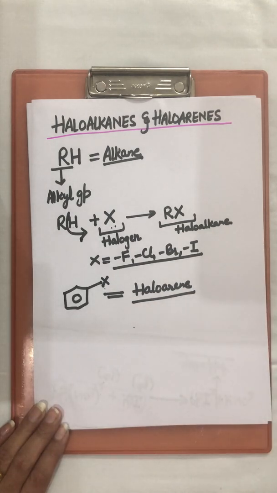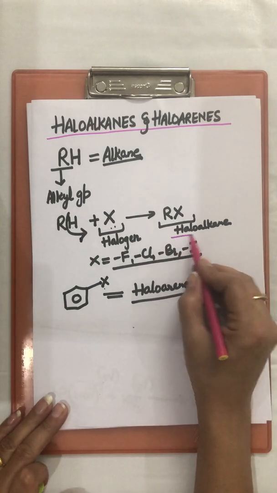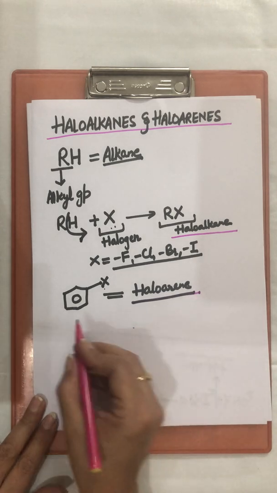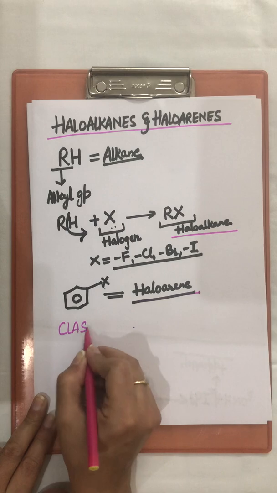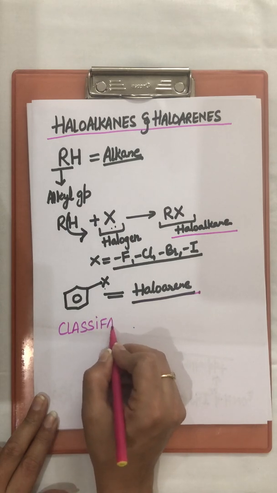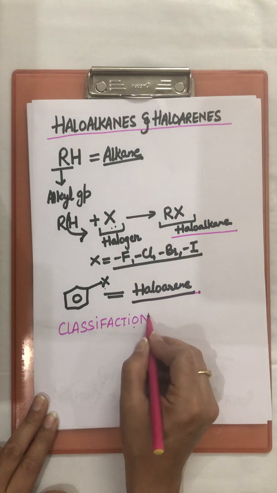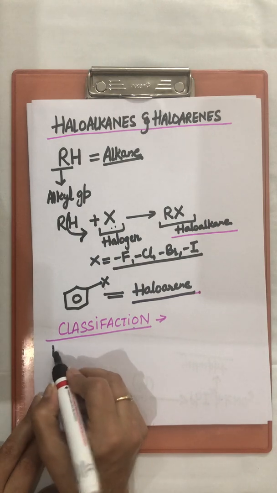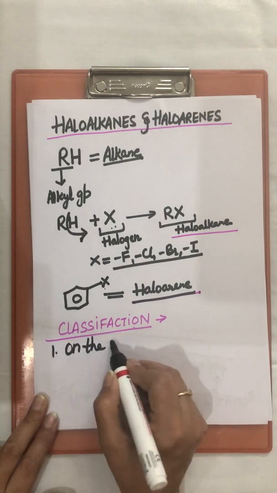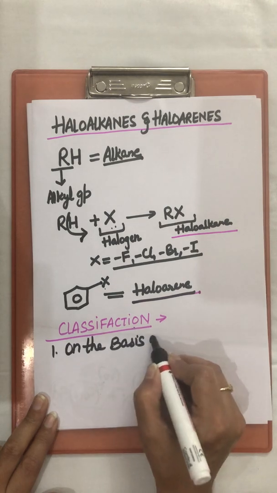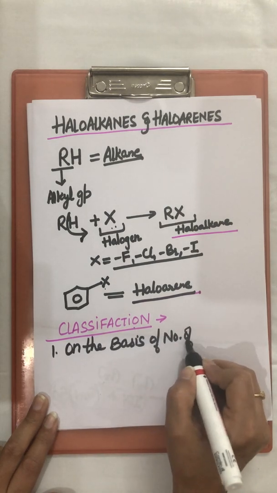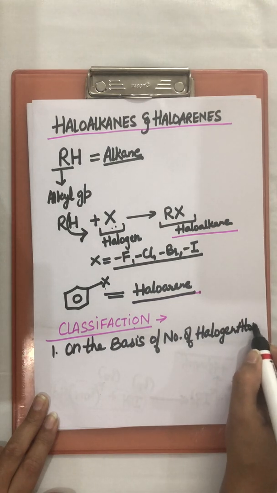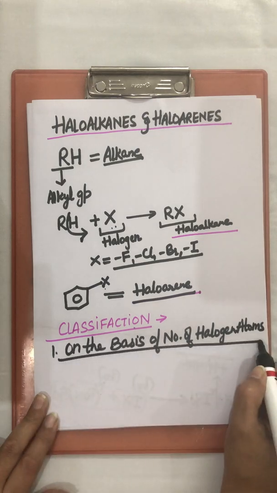So in general now we know what are haloalkanes and what are haloarenes. Our first topic now is classification of haloalkanes and haloarenes. So the first classification we have is on the basis of number of halogen atoms. How many halogen atoms are there in haloalkanes and haloarenes?